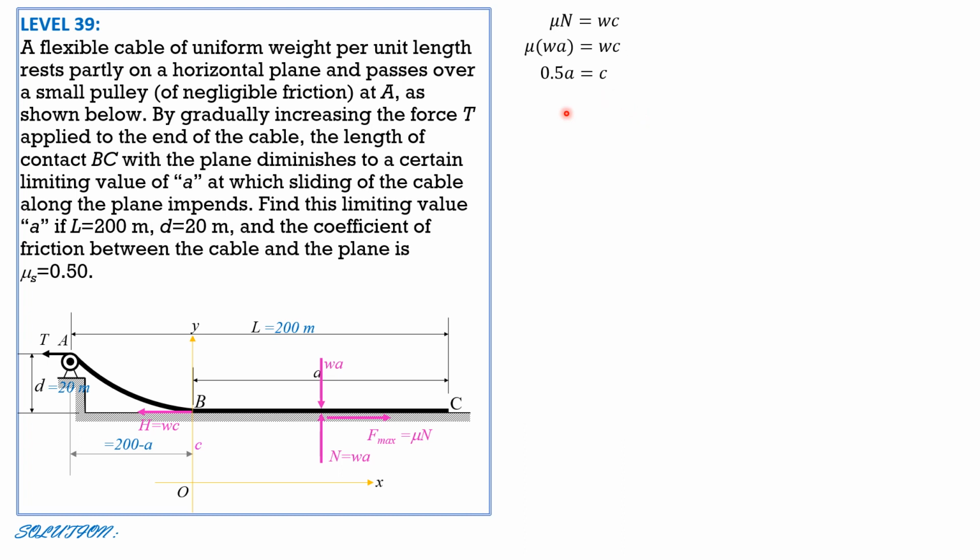Then since Y is C plus D, and it is equal to C cosh of X over C, where X is 200 minus A. So Y equals C plus D, C cosh of X over C. C is 0.5A, D is 20. Then X is 200 minus A. So 0.5A plus 20 equals 0.5 of A, which is C, cosh of X, which is 200 minus A, over C, which is 0.5A. So in this equation, only A is the unknown.